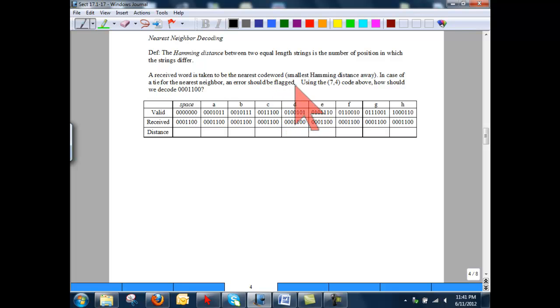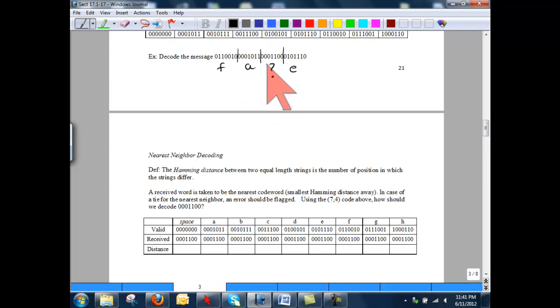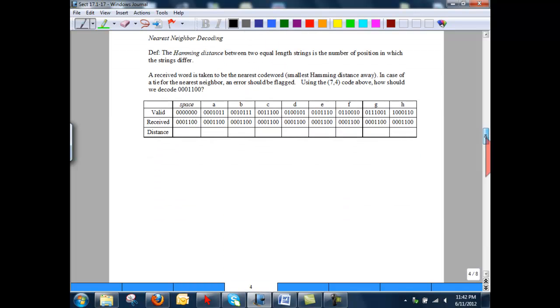To continue the example above, here are the valid 7-bit code words, and we receive this 0001100, and we're trying to figure out what that word might have been, most likely. Let's compute the Hamming distance of our received word from each of the valid code words. So I look at this and say, how many bits are different? How many positions are different between these two words?